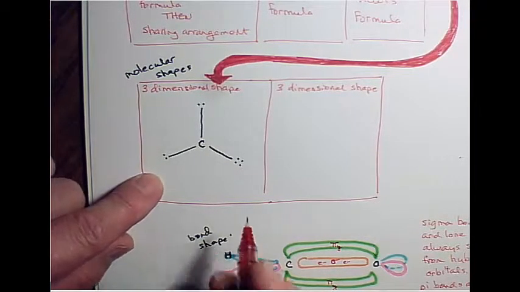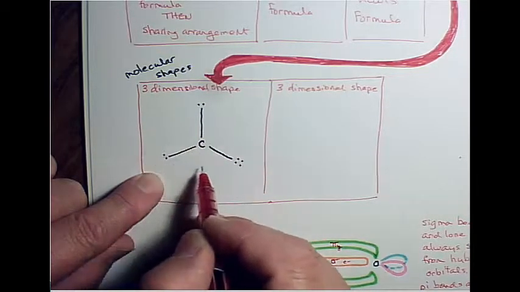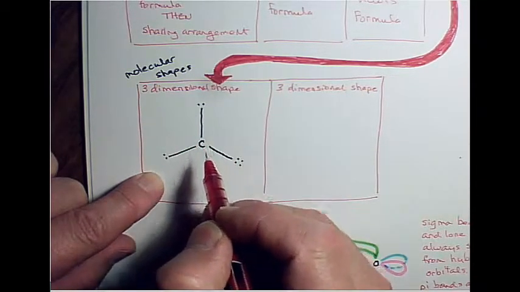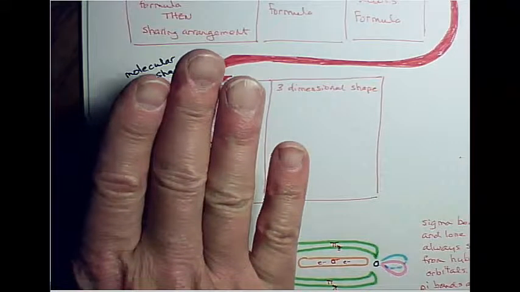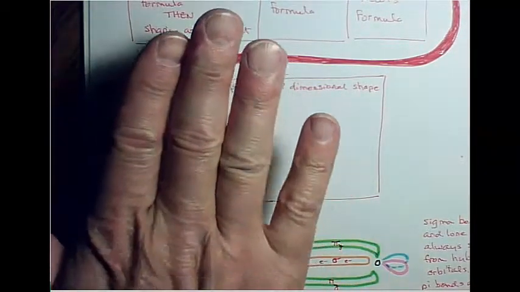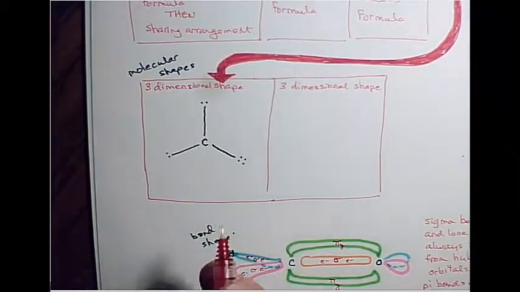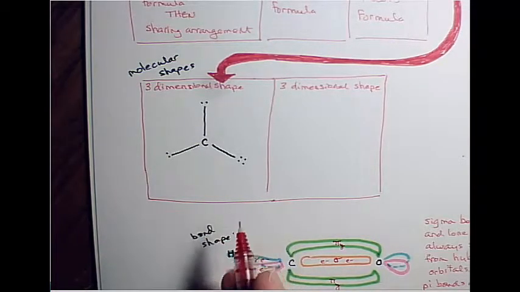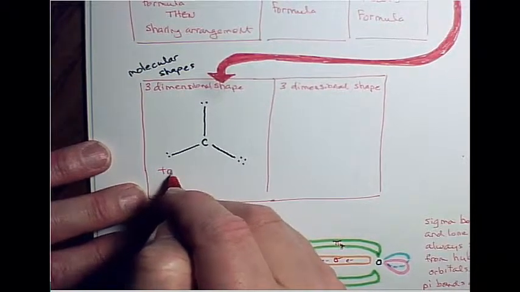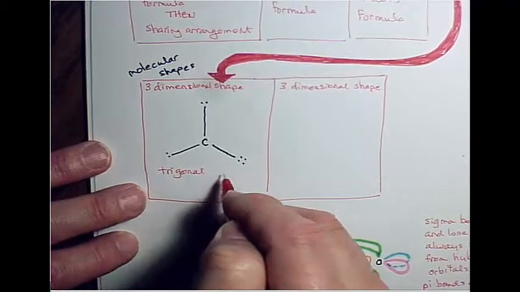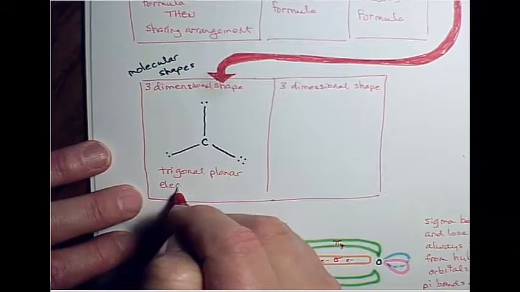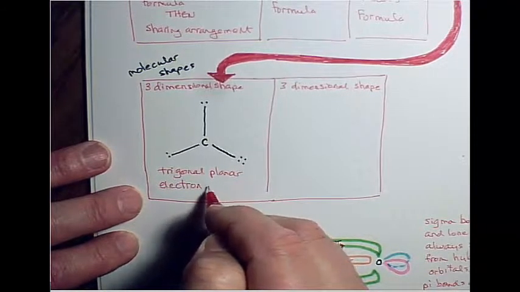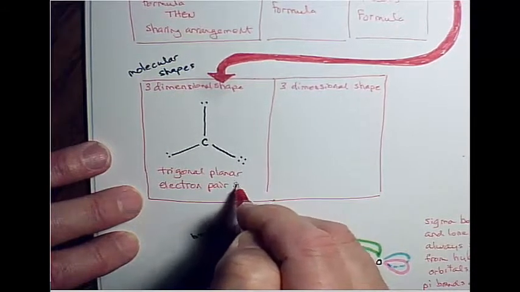And we're going to give this a name, okay? It's kind of a triangle. What we call it in chemistry is trigonal. And since this is kind of flat, if I had this 3-sided thing, it'd be sitting flat on the paper here. We're going to call it planar, like a plane, okay? So trigonal planar. And we'll call this an electron pair shape, okay?